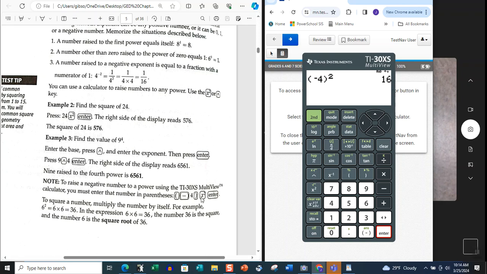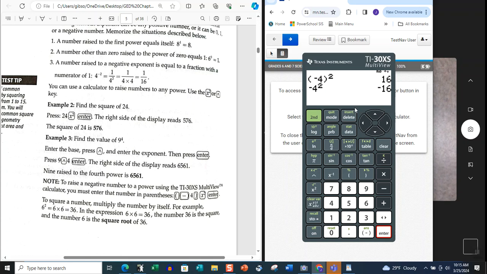I want to show you what happens if you don't do it in this manner. So say we just press negative 4, then x squared. It gives us negative 16, which would be incorrect. So this is correct, this is incorrect. So you have to be very careful.